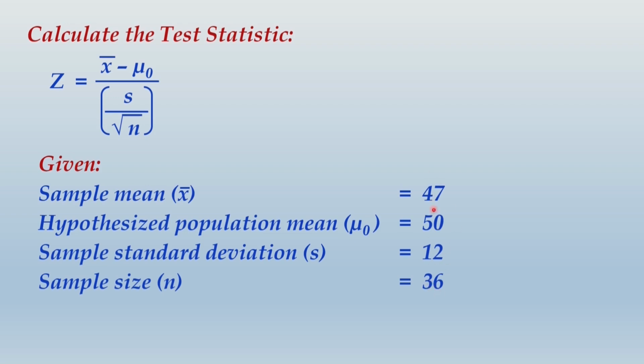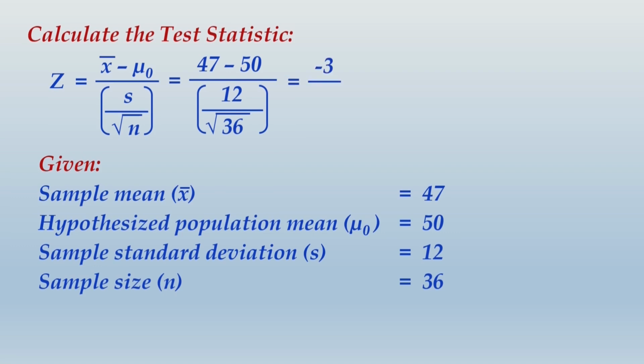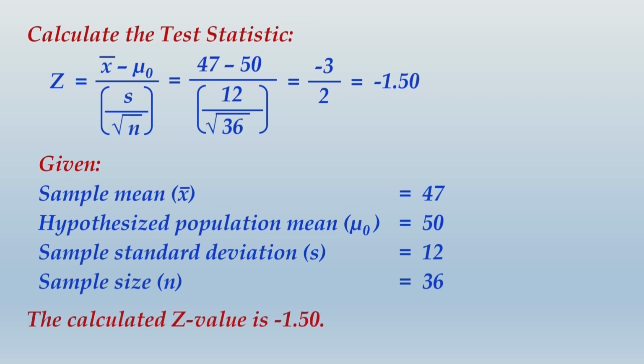Now let us substitute these values in this formula and compute the result. So 47 minus 50 divided by 12 upon square root of 36. If you solve the denominator first, square root of 36 is 6, and 12 by 6 gives you 2. So in the numerator, 47 minus 50 gives you minus 3, divided by 2. Minus 3 by 2 is minus 1.5. So the calculated value of Z is -1.50. Please write up this part of the solution as well and then I take you ahead.